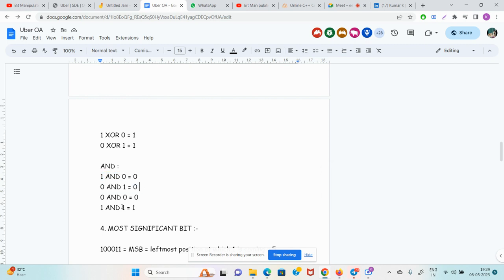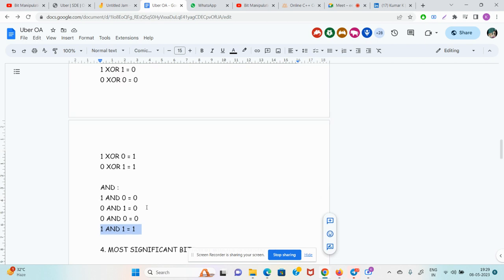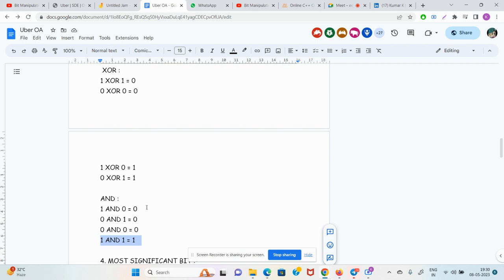Only there is one special case when both the numbers are 1: one bitwise AND one is one. Okay, guys, so you should know the XOR rules and the AND rules. These are asked a lot in competitive programming and OAs. So one XOR one, so XOR rules are clear. These are the four formulas you should remember.